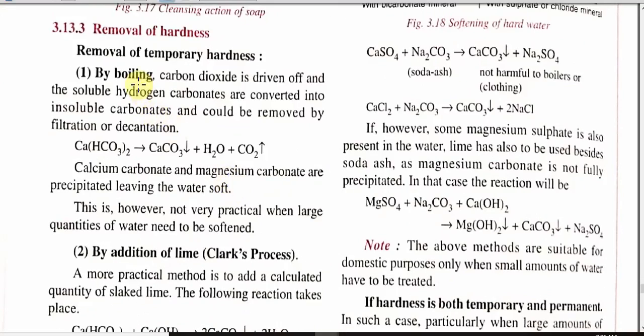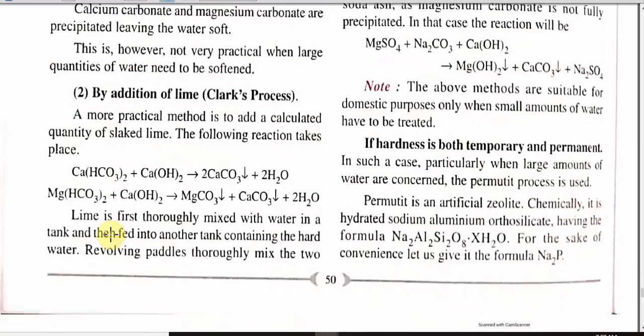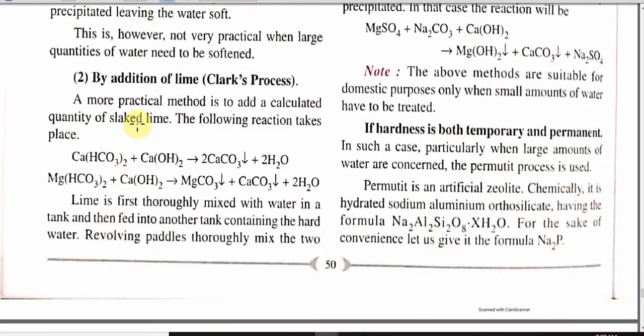Now let us see how we can remove temporary and permanent hardness of water. Temporary hardness can be removed by boiling. You can see this bicarbonate, as a result of boiling, is converted to carbonate, and this is soft water. Now this is not a very practical method because if we are using a large volume of water, this will consume a lot of fuel and this will be a costly method.